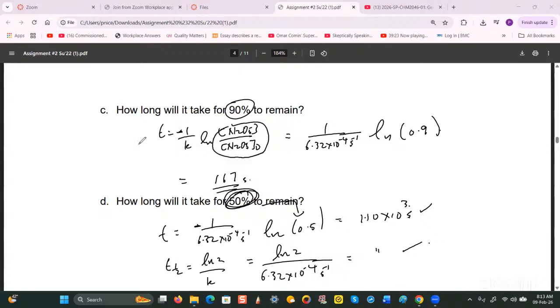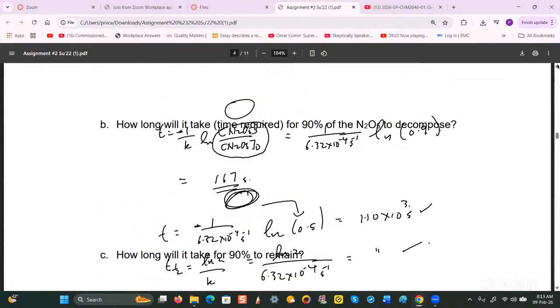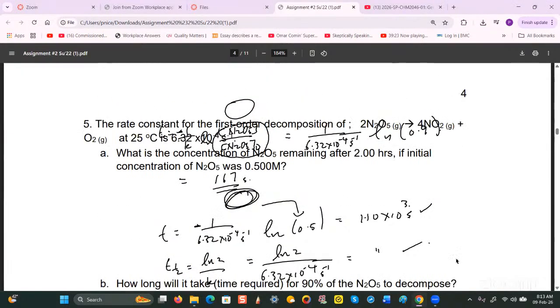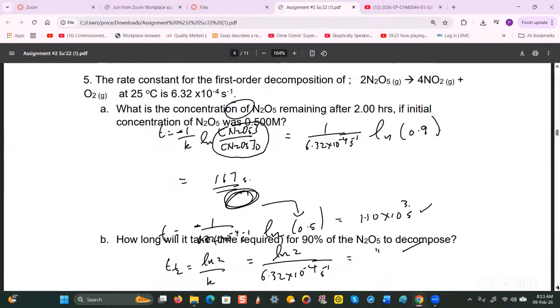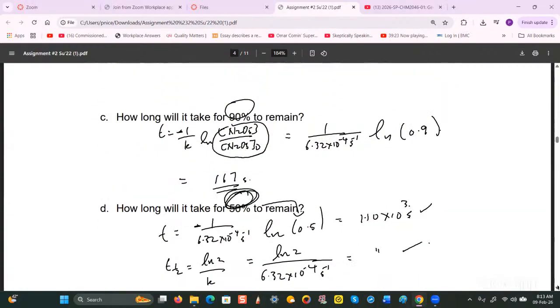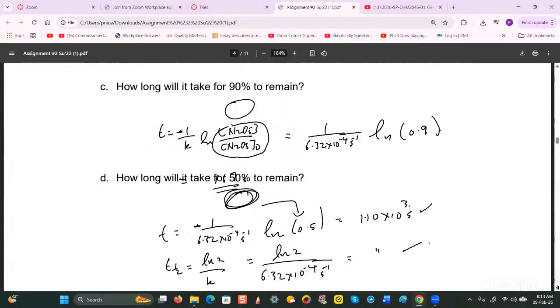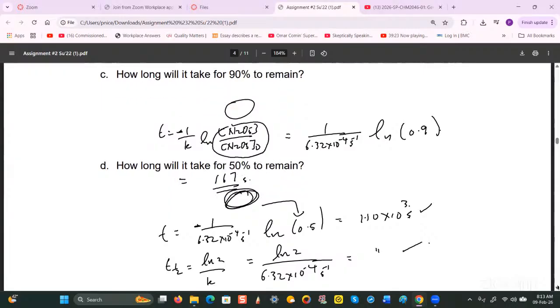For all the questions from B through D, there should be a negative sign in front of the minus 1 over k ln concentration of N2O5 divided by the initial concentration of N2O5. All right, so please make a note of that.